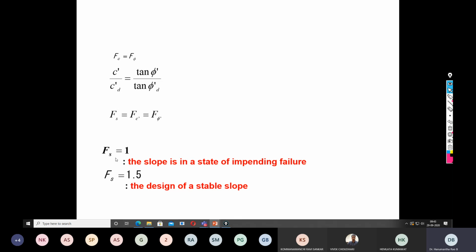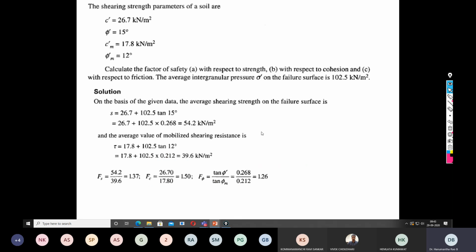So when the factor of safety is equal to 1, Fs is equal to 1, the slope is in a state of impending failure. If it is 1.5, it is stable.